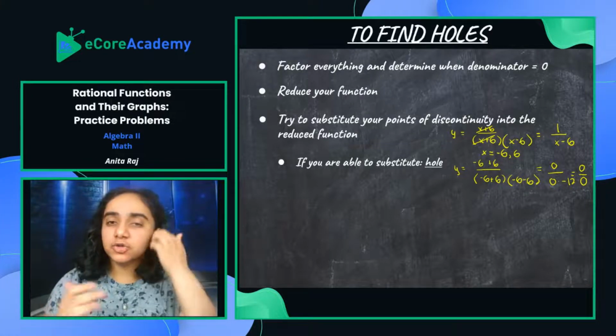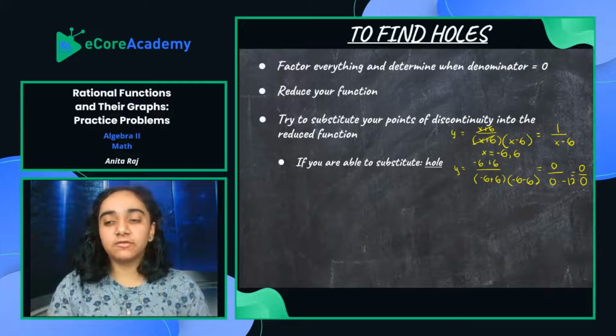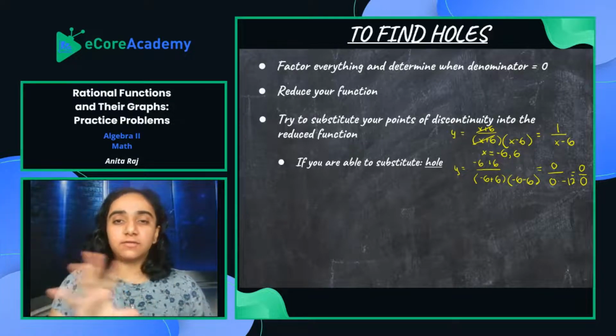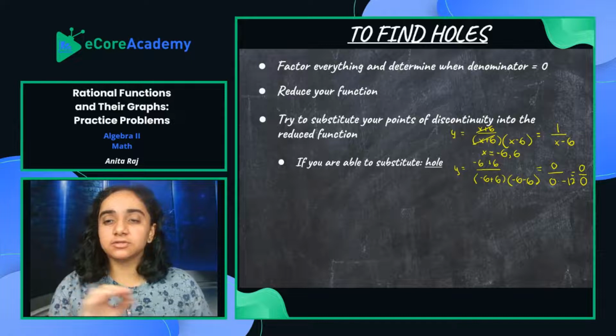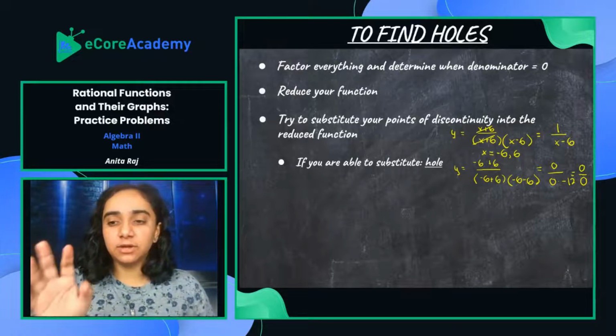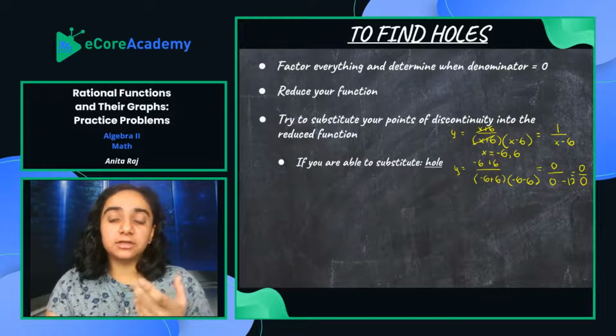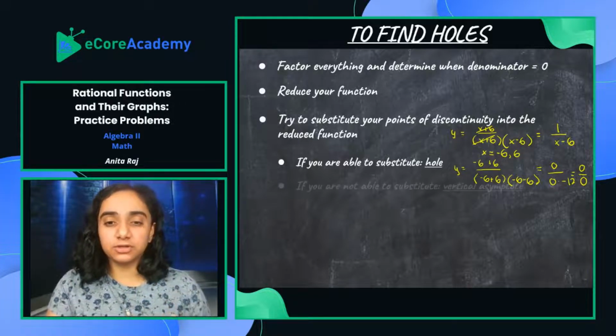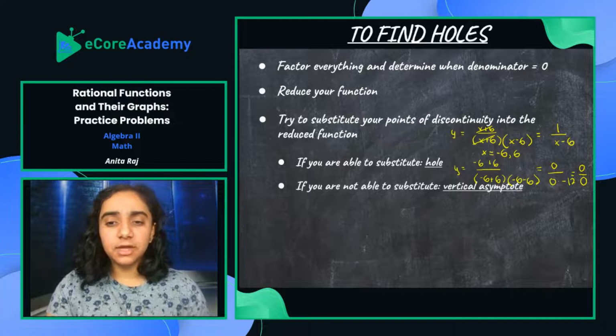In this case, we were also able to substitute. This is perfectly fine. Our answer is equal to 0. We didn't violate any rules with zeros. For example, you can't divide a number by 0. So because we were able to substitute, we know that x plus 6 or x equals negative 6 is where the hole occurs. If you're not able to substitute, it's a vertical asymptote.